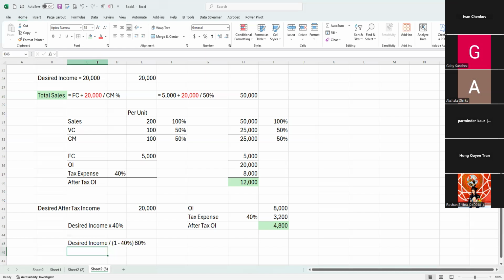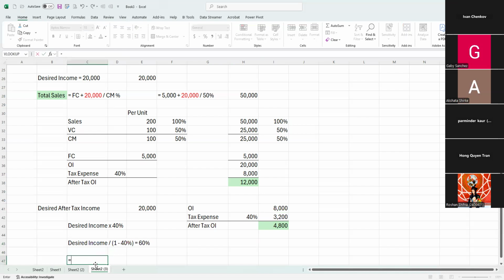Everybody understand this? Are you guys with me or no? Or you lost it? Yes. With you, sir. Okay, so if I apply this, let's see what's going to happen now. I have desired income, which is 20,000, right? So let's see the formula.